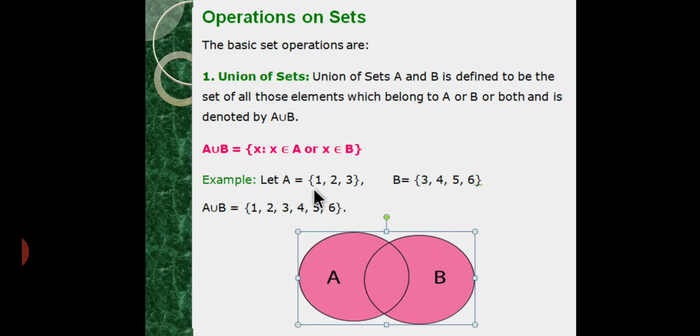Let us consider an example. A is equal to {1, 2, 3} and B is equal to {3, 4, 5, 6}. So A union B is equal to the set containing the elements 1, 2, 3, 4, 5, 6. The graphical representation is here. So A and B, the union means all the elements of both sets: 1, 2, 3, 4, 5, 6.